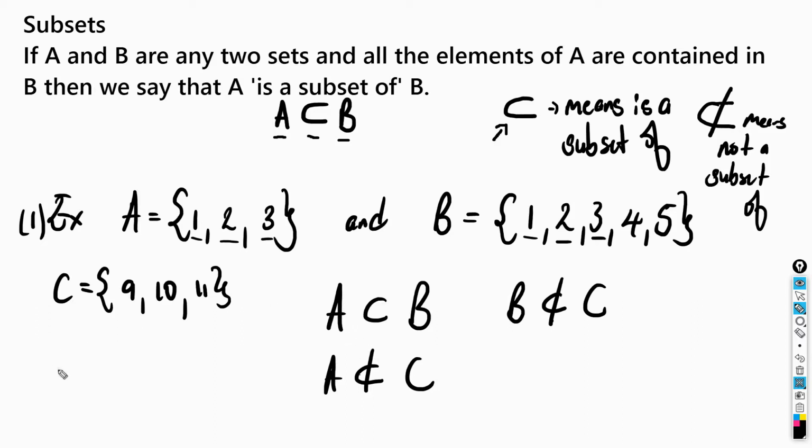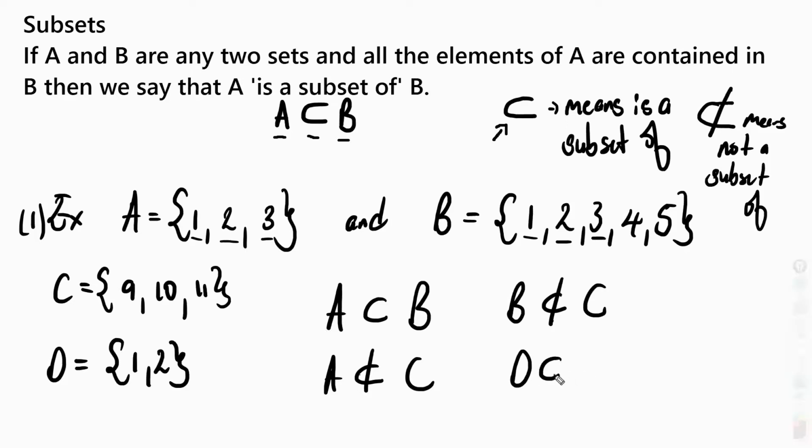Let me give you another example here. Suppose we had D is equal to {1, 2}. We could actually say that D is a subset of A. Let me write that better.